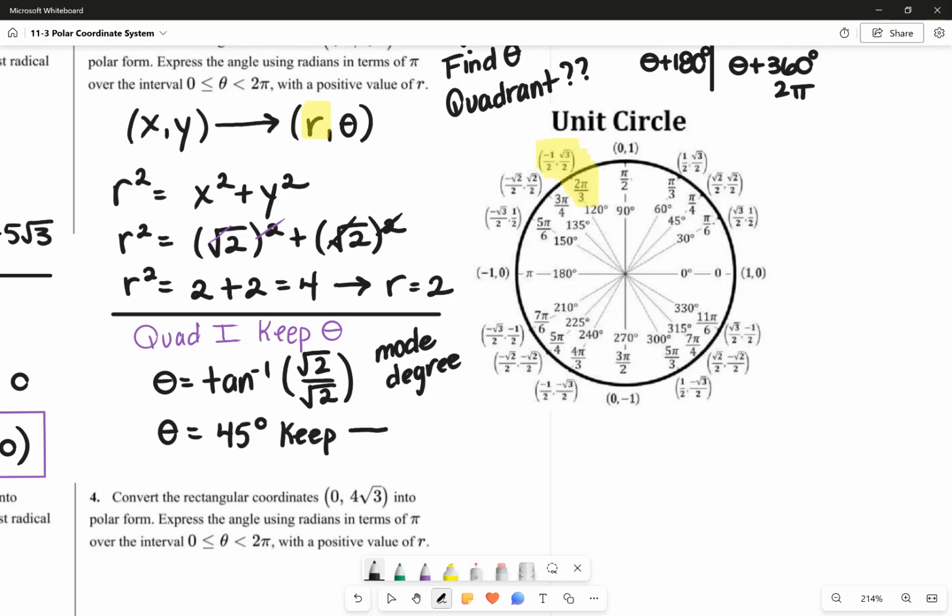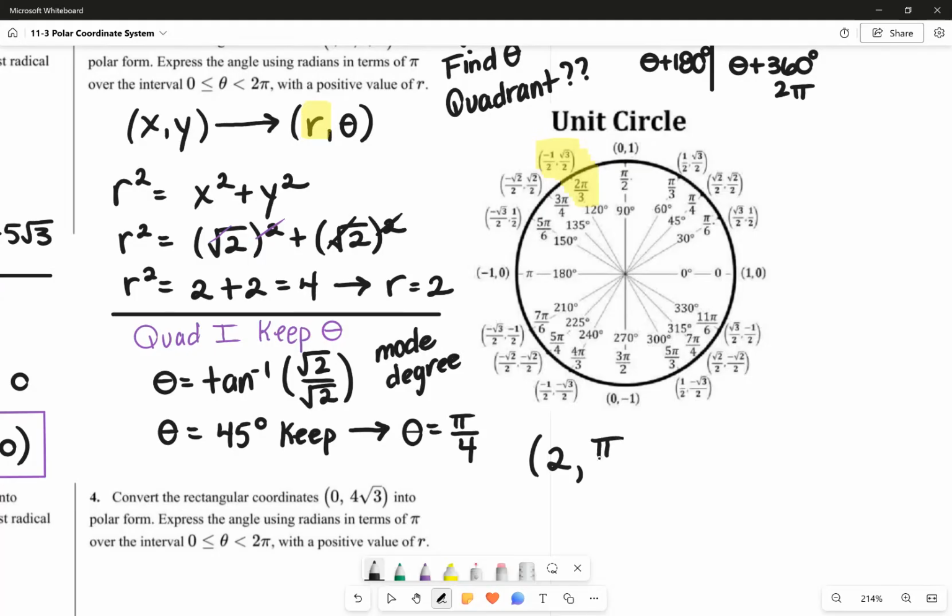But we know that our problem, they want us to do it in radians. How do I know? Because right there, that's in radian measurement. So my 45 degrees is, where's my 45 degree measurement? Is right here. It's pi over 4. So theta was pi over 4. So when you type out your answers, for this one, r was 2.